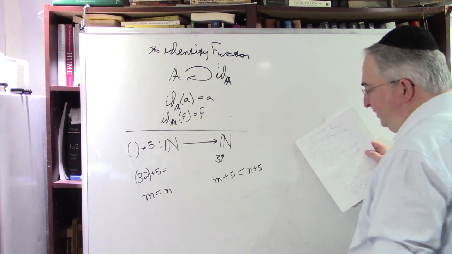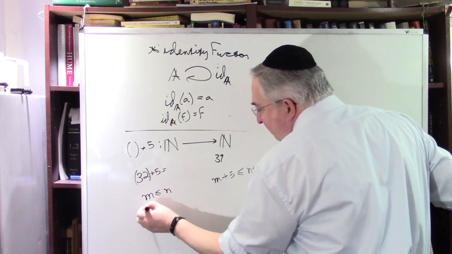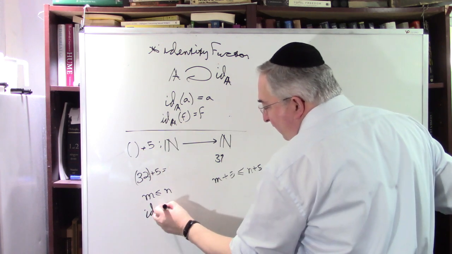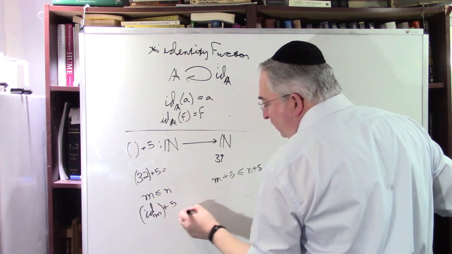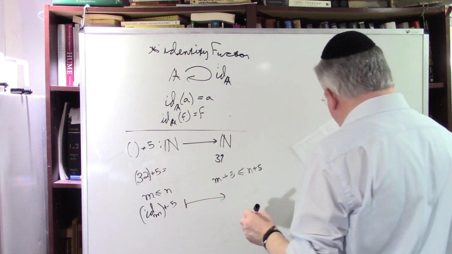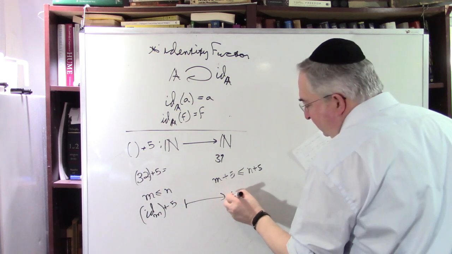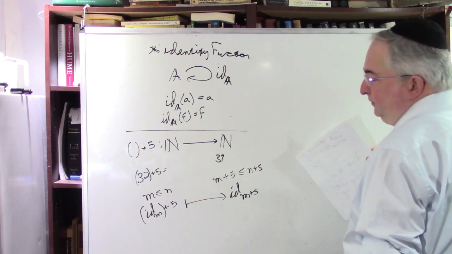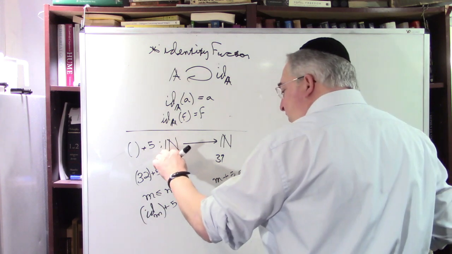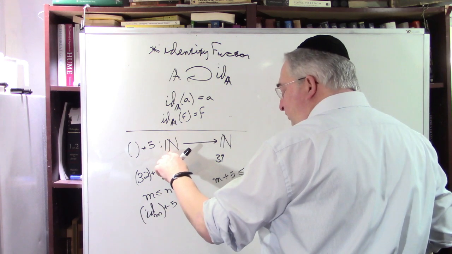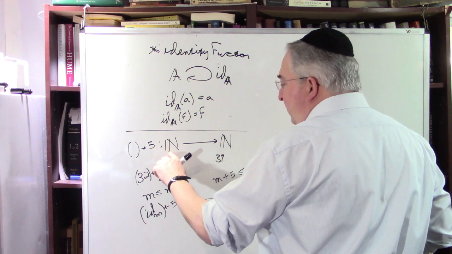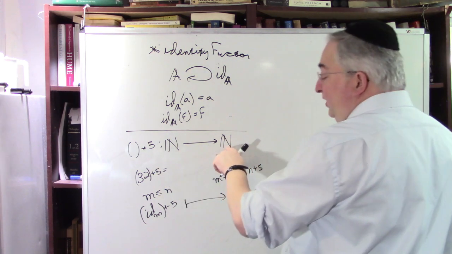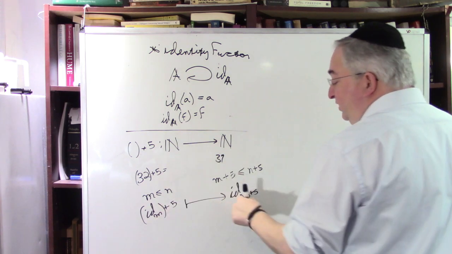What about identity? The identity of m, where m is a typical element in here, plus 5, is going to go to the identity of m plus 5. So here's a typical element m in here. It has an identity morphism. And here is a typical element m plus 5. It has an identity morphism. This identity goes to that identity.